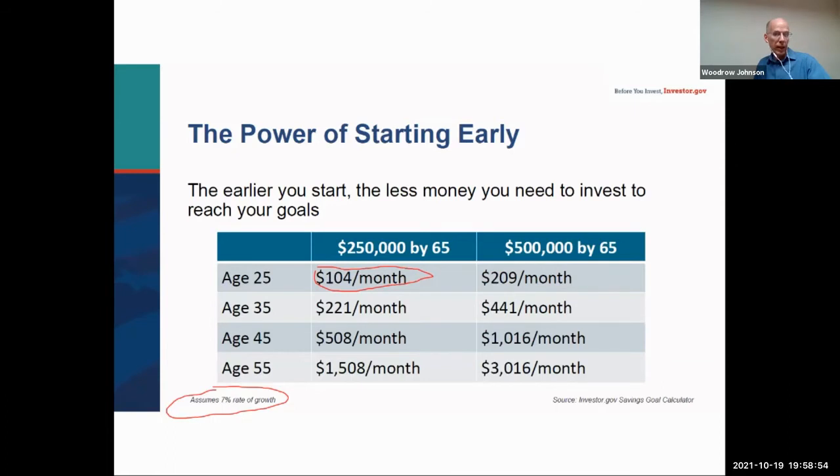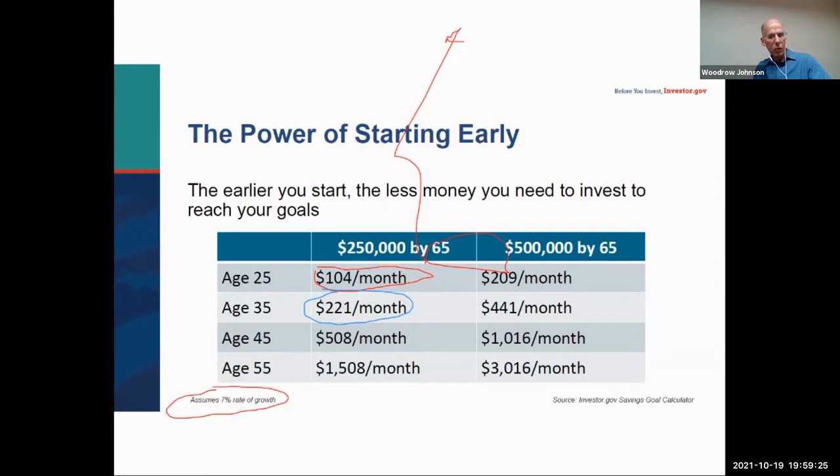Now, if I'm too poor at age 25, I postpone by 10 years. At age 35, how much money must I accumulate or invest every month at age 35? So my period went from 40 years down to 30 years, so 1/4 lower. So I shouldn't have to invest much more money, do I? Well, the answer is I do. I have to invest more than twice as much to accumulate the same $250,000.